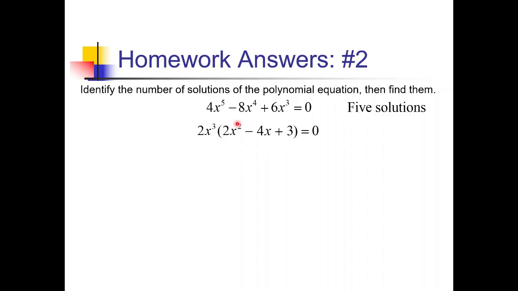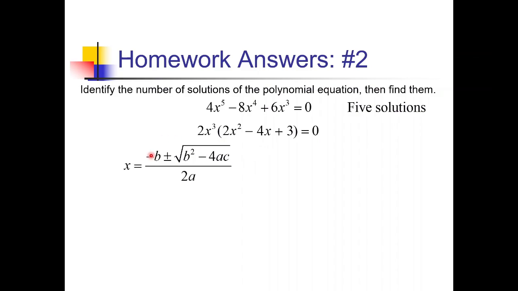Well, let me think. If I try the AC method, 2 times 3 would give me an AC of 6. So I'd be looking for things that multiplied to 6 and added up to negative 4. Well, there's not a lot of options. 1 and 6, 2 and 3, none of that is going to give me negative 4. So I'm going to go straight to quadratic formula on this one.